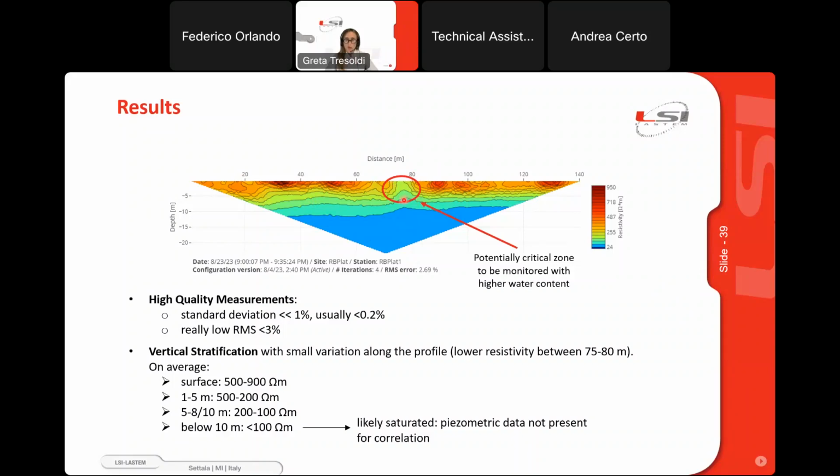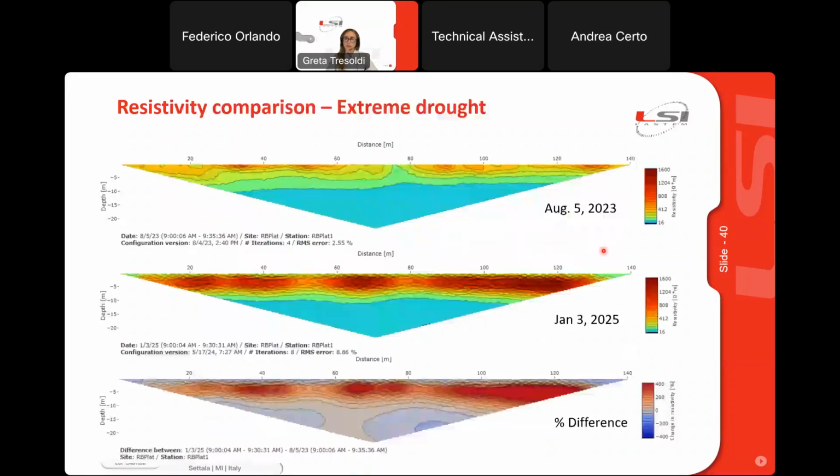At site we don't have a piezometer, but the blue part is likely saturated due to this low value of resistivity. As said, the years 2023-2024 were of extreme drought at site, so no rainfall for almost a year and a half. And so this is the result the day of installation, August 5, 2023. This is the result after this period of extreme drought, January 2025.